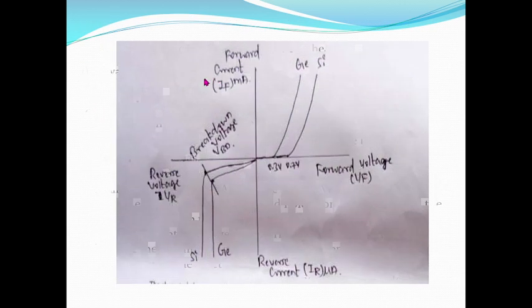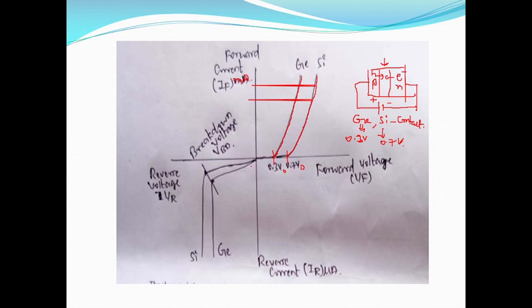So this is about forward bias characteristics. Now if we move to reverse bias, when we draw a reverse bias circuit, this is the P-type semiconductor and this is the N-type semiconductor. What is meant by reverse bias? Here the P-type should be connected to the negative terminal of the battery and the N-type should be connected to the positive terminal of the battery.